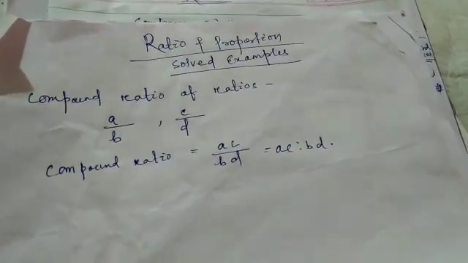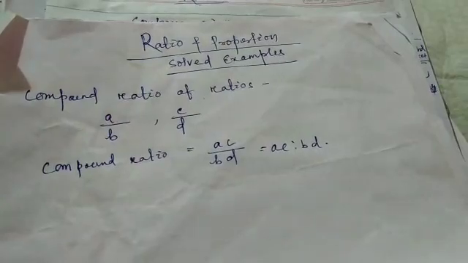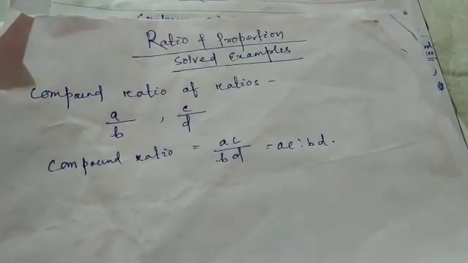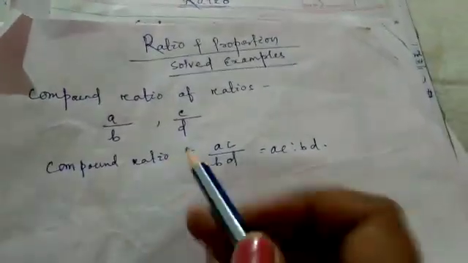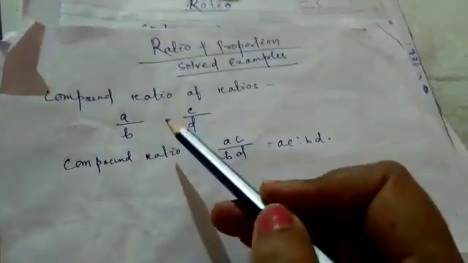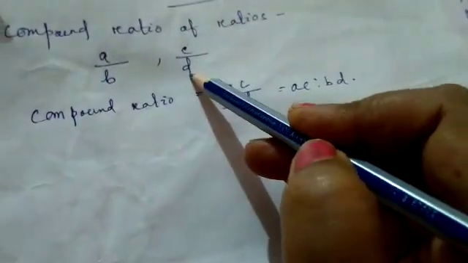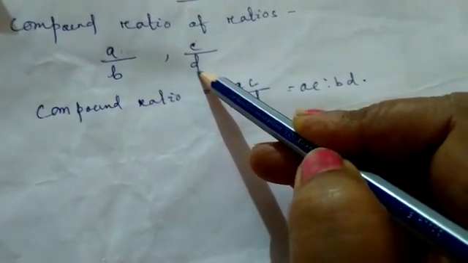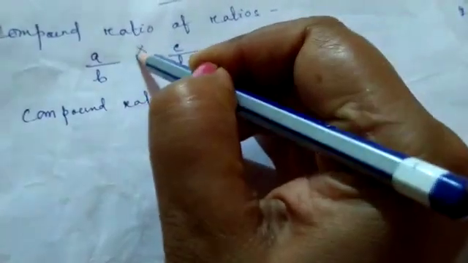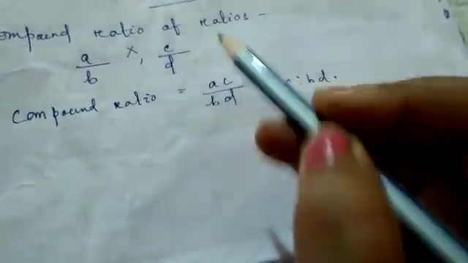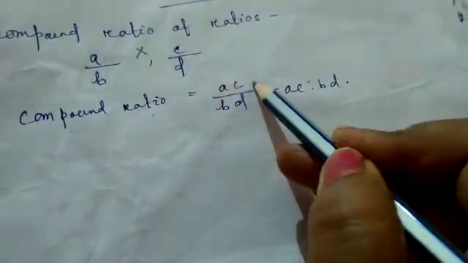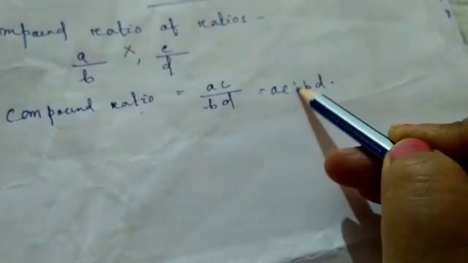Before doing the solved examples, I want to say something about the compound ratio. What is the compound ratio? Suppose a by b is one ratio and c by d is another ratio. Then the compound ratio equals the product of the antecedents and the product of the consequents. So the compound ratio equals ac by bd, or ac is to bd. This is the compound ratio.